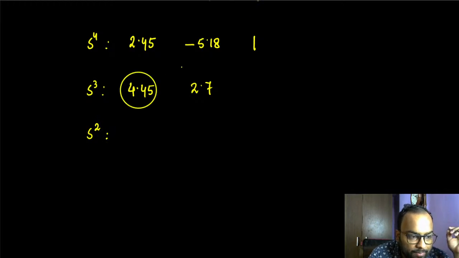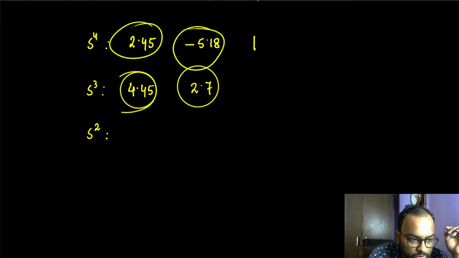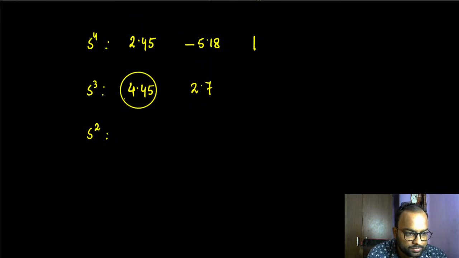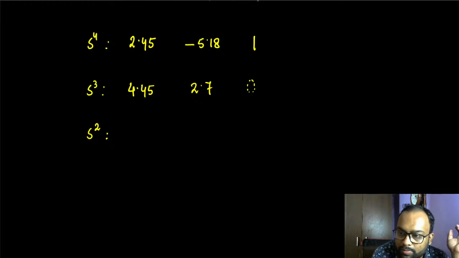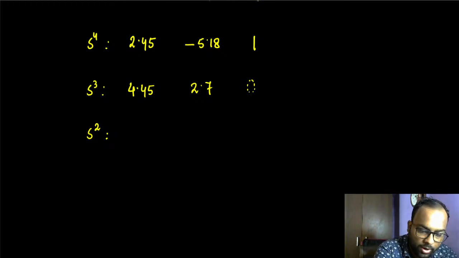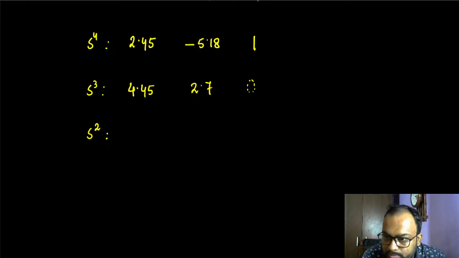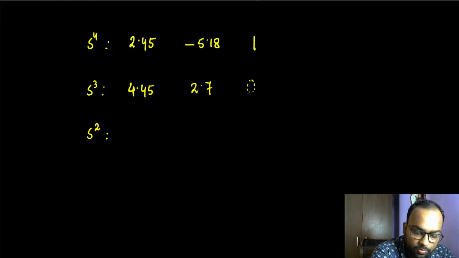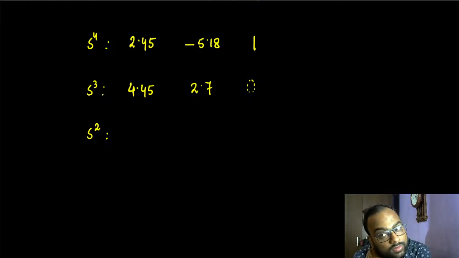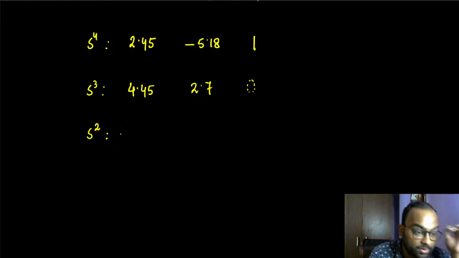Okay, and the product of these two, subtracted from the product of these two, divided by this one. Again, we can assume a certain 0 here. So now this becomes, with a minus sign, minus 4.45 times 5.18 minus 2.45 times 2.7, and divide that by 4.45. That's going to be minus 6.67.